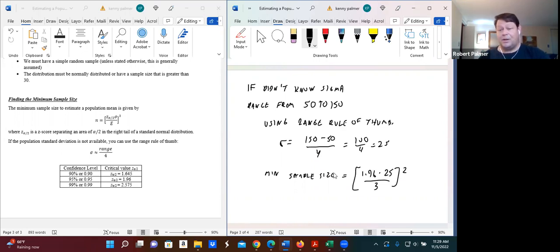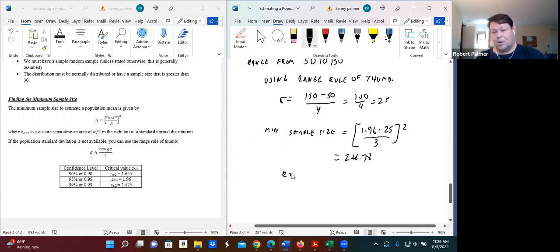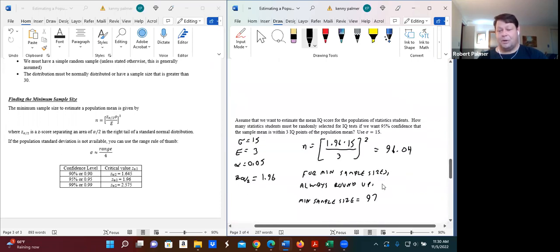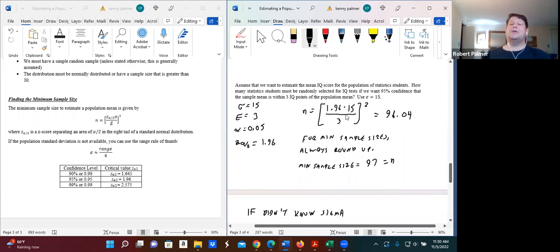Right, actually quite a bit larger. So that's going to be 266.78, or once again, if we round up, that's going to be 267. So that's quite a bit larger. Because our sigma was much larger, that meant that this is much larger. So just changing our standard deviation by 10 actually creates a much larger sample size.